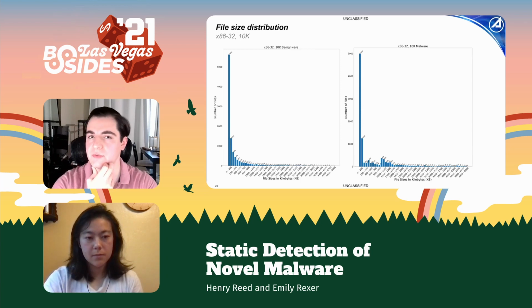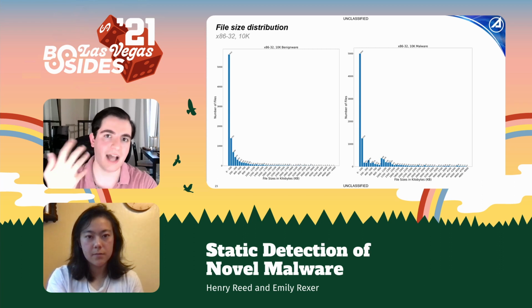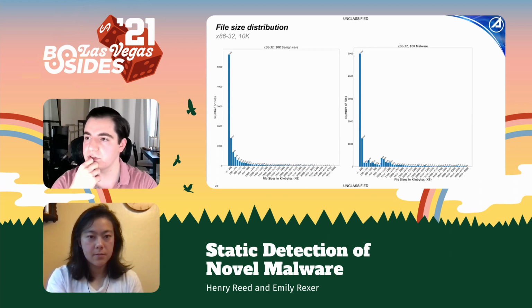We got the best accuracy training on the initial data set, the 10K, 15K data set. Really, the best we could get is 96.5%. So why isn't it any better? Let's take a look at the file size distribution.